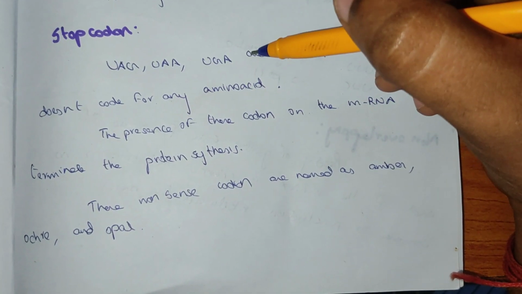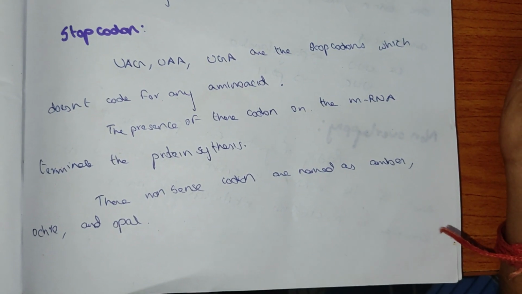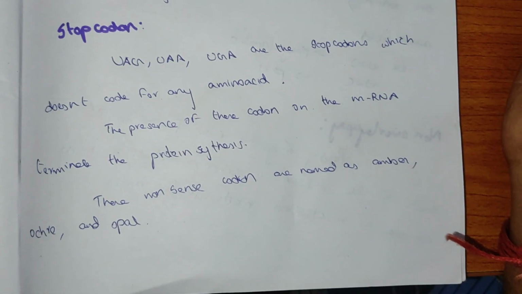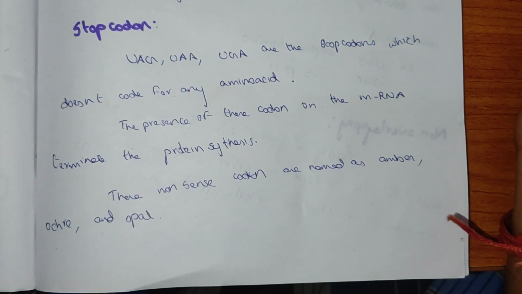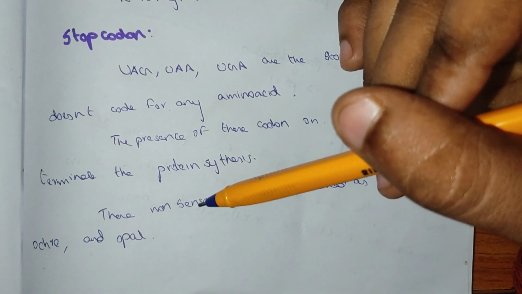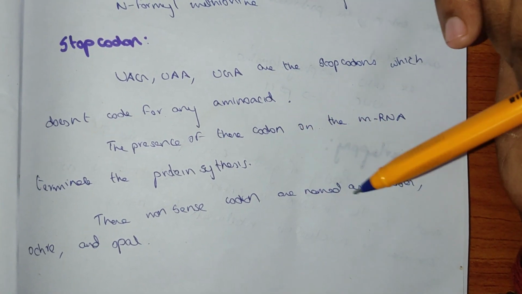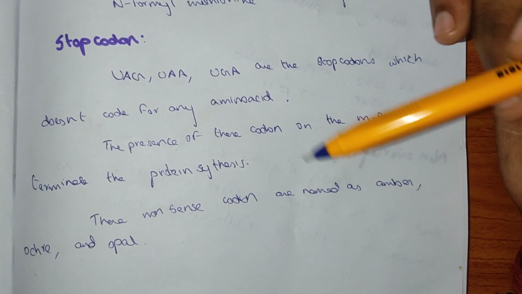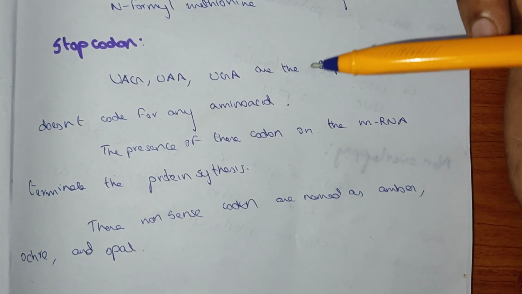So these 3 codons don't code for any amino acid, but if they are present in the mRNA sequence, this terminates the protein synthesis. This stops the protein synthesis. These are named the nonsense codons: amber, ochre and opal.